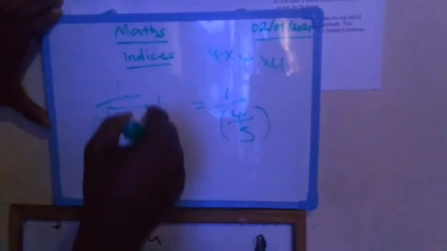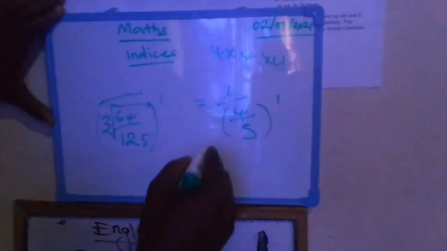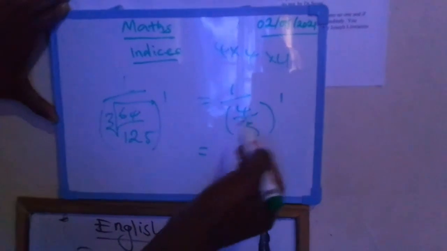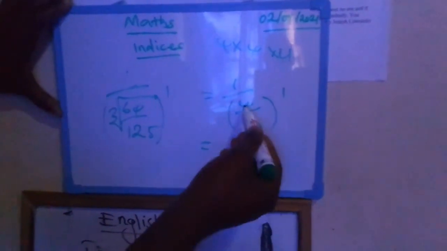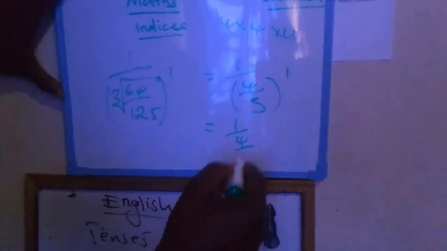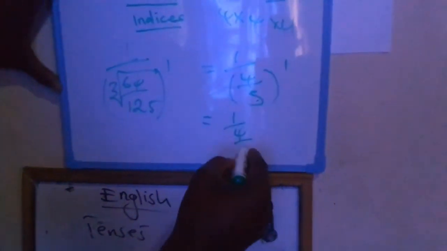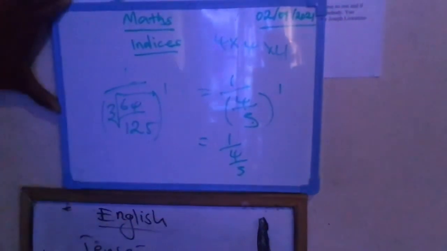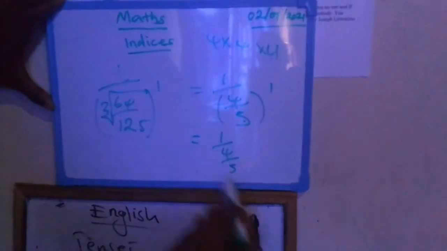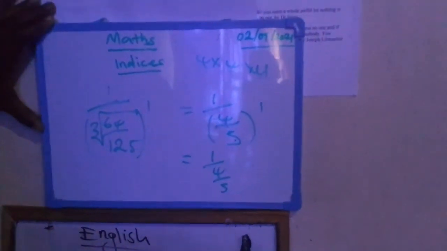Then when we reach this stage, you say 1 over, then 4 to the power 1 is 4 over 5 to the power 1 is 5. So we reach this stage: now it is 1 divided by this fraction, 1 divided by 4 over 5.